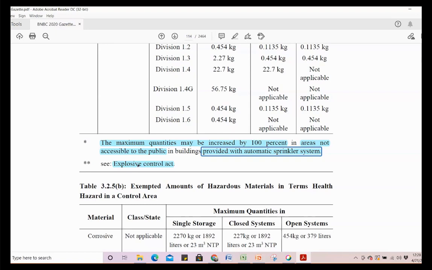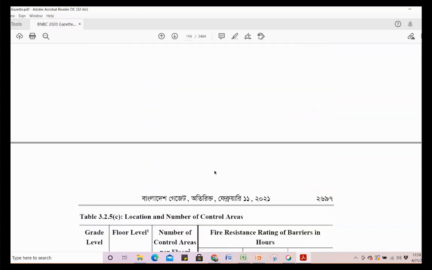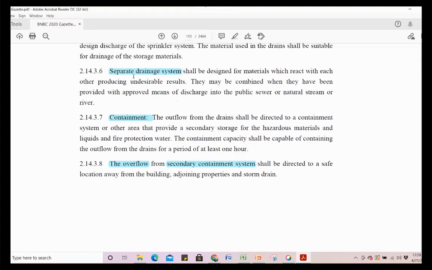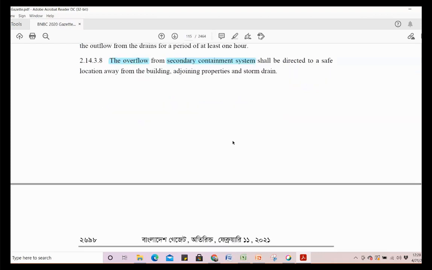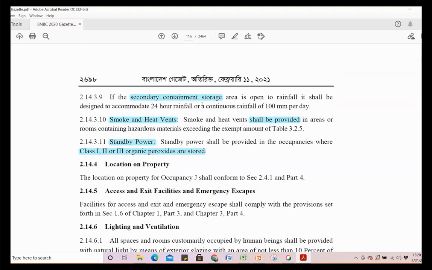And there are few provisions for which we need to consult Explosive Control Act. So separate drainage system and containment and overflow of liquids when such hazardous materials are dealt with, we need to have a secondary containment system which will collect the residue and clean it before disposing it to the adjoining property or storm drain or any other sewerage system. So it is also about the secondary containment storage.